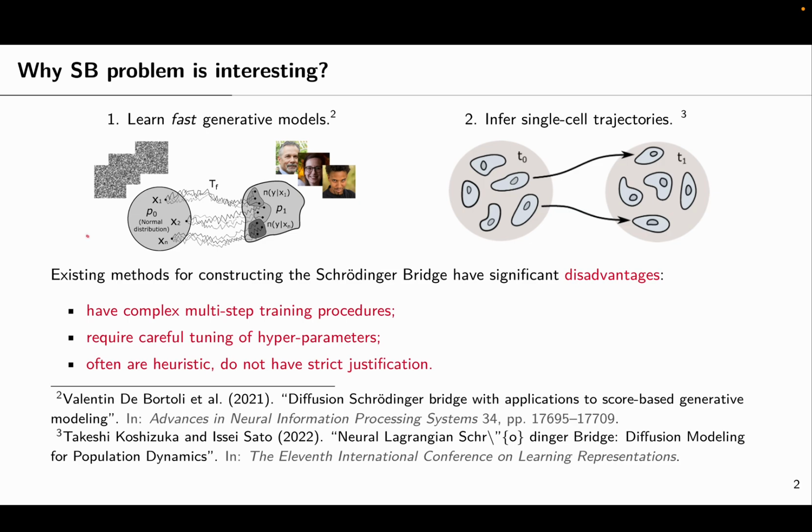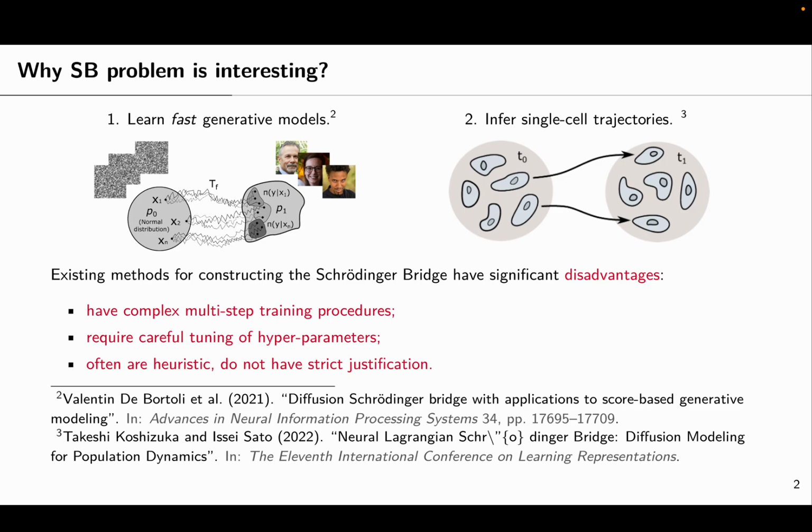Thanks to its properties, the Schrödinger bridge problem has several applications. The first one is for learning generative models, which can be inferred in a small number of steps. The second one is for unpaired learning, since it can learn an optimal in some sense diffusion without access to optimal pairs, which can be used in domain transfer or single-cell trajectory inference.